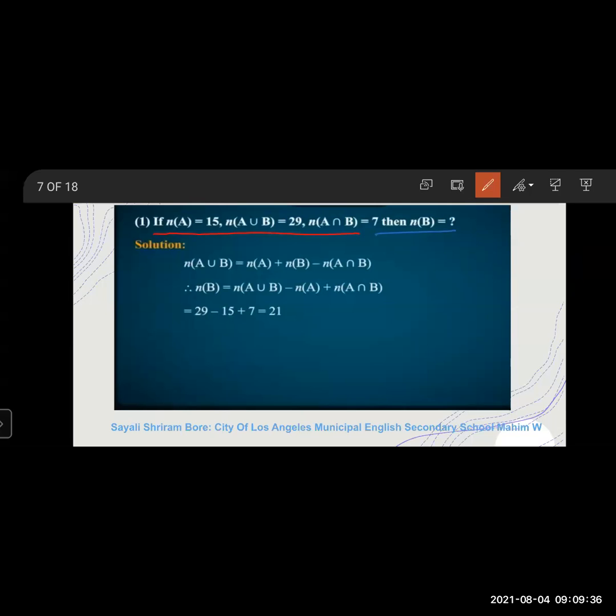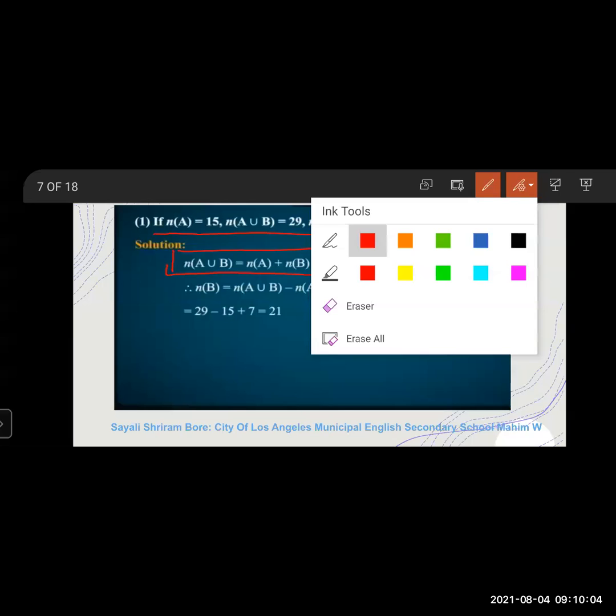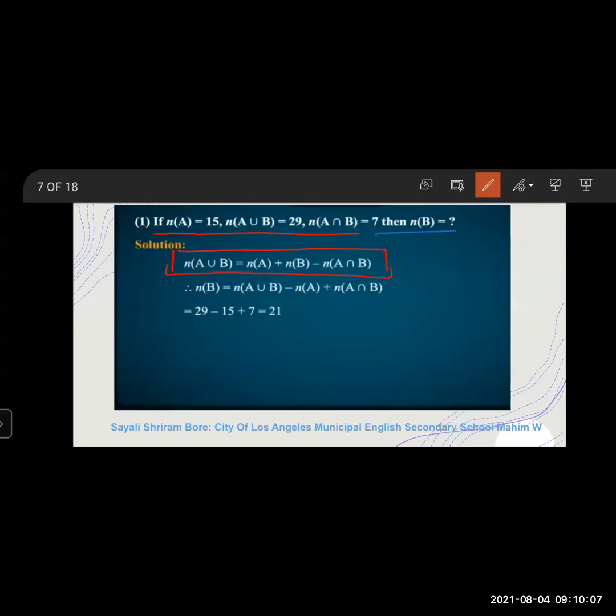Now to find this you have to write the formula. I told you how to remember. On the left hand side we keep the union set, and on the right hand side the individual sets, that is set A plus set B minus intersection. So simply, you can see there are 4 components in the formula. This is 1, this is 2, 3 and 4.